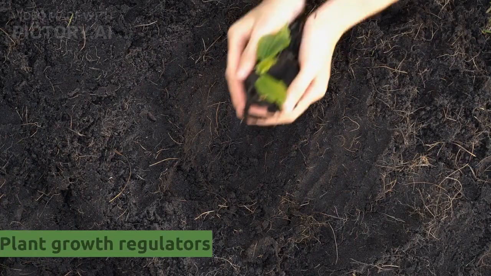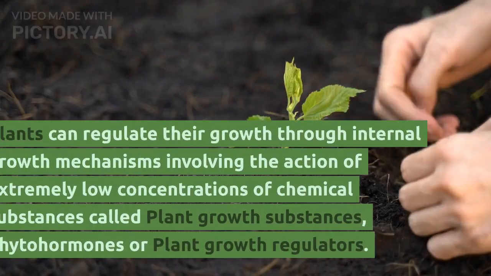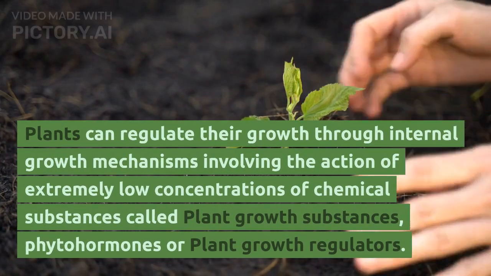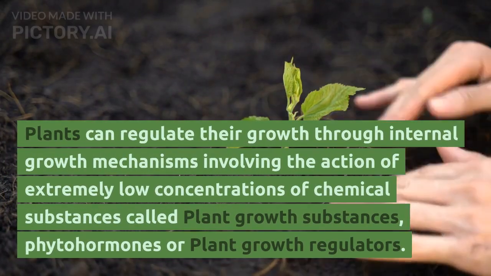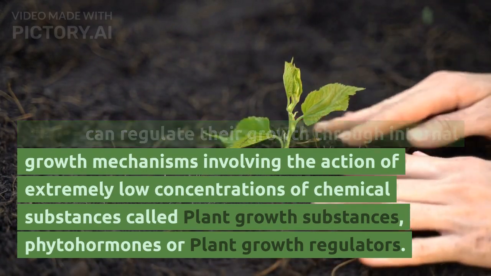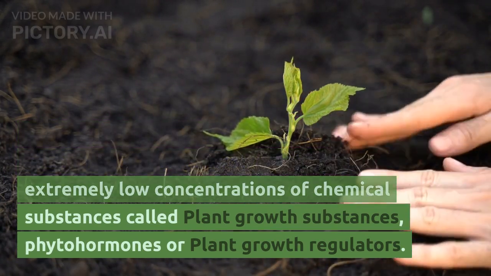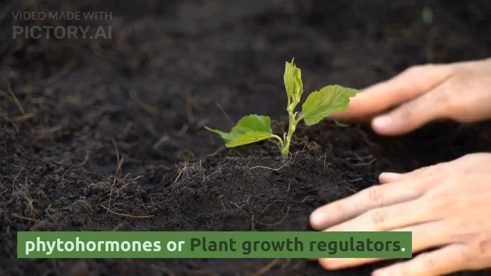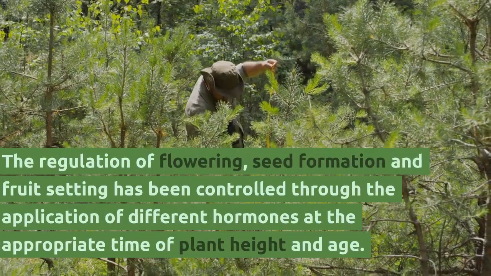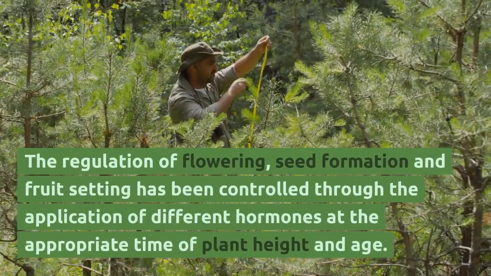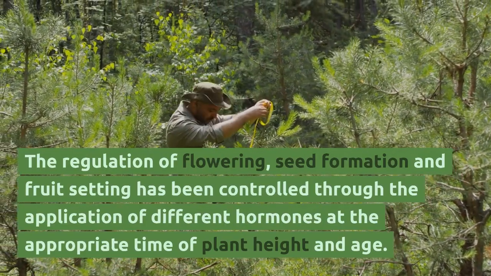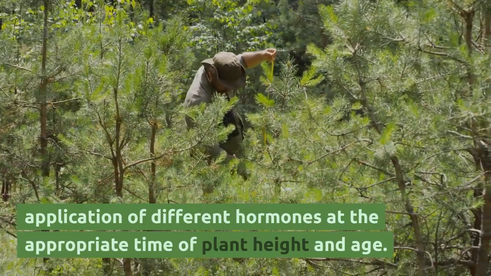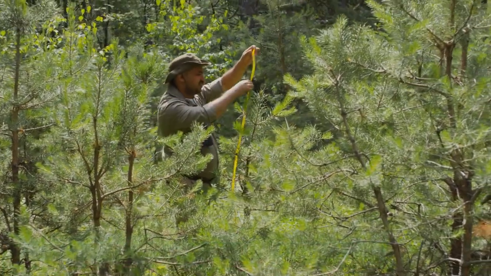8. Plant growth regulators. Plants can regulate their growth through internal growth mechanisms involving the action of extremely low concentrations of chemical substances called plant growth substances, phytohormones or plant growth regulators. The regulation of flowering, seed formation and fruit setting has been controlled through the application of different hormones at the appropriate time of plant height and age.